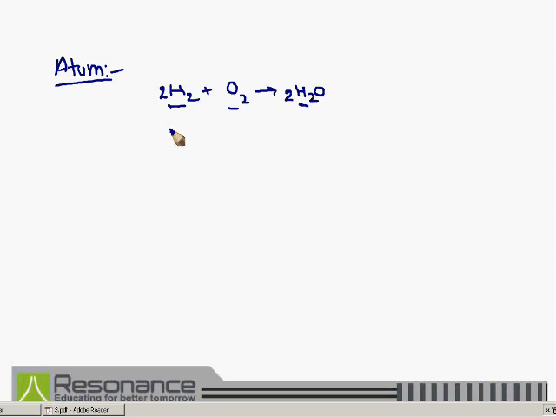Graphically we can represent it by this circle. This is one atom of hydrogen and this is another atom of hydrogen, and we use two molecules of hydrogen. This is totally one molecule of hydrogen and this is another molecule of hydrogen. And we can represent O2 by this. This is one atom of oxygen and this is another atom of oxygen, and this is one whole molecule of oxygen.